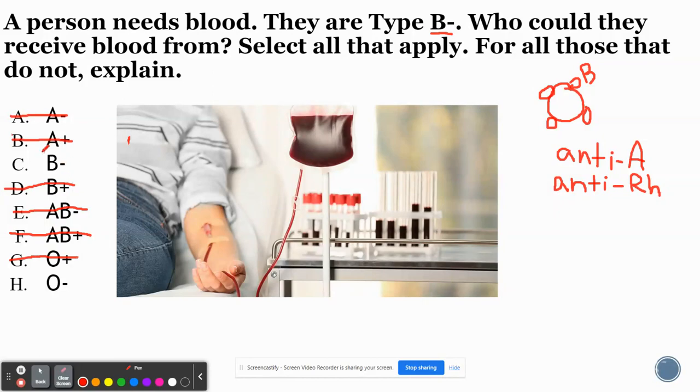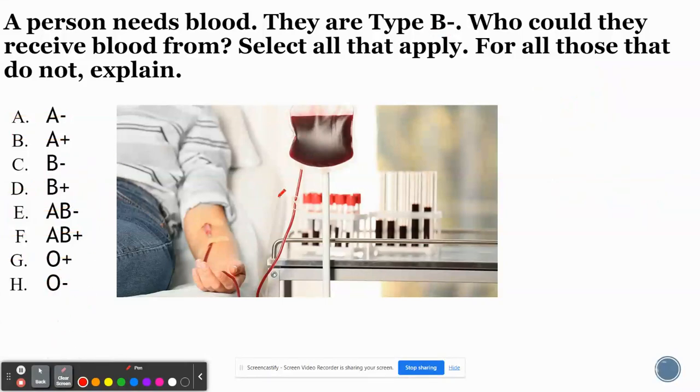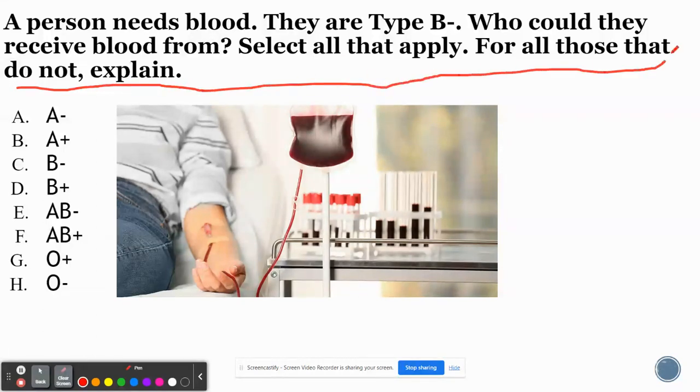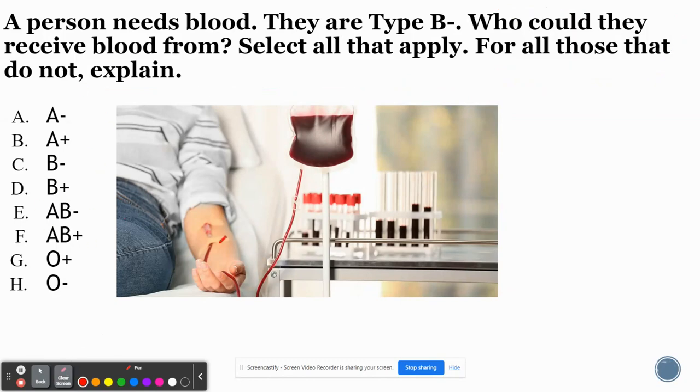So I can receive B for sure, and negative because I'm negative. I can receive O for sure, negative because I'm negative. So I can only receive from B minus and O negative. So whenever you get a problem like this, I highly recommend that you sketch out what the problem is asking, because reading this over and over again is kind of tough to do, right? So sketch out what the problem is asking, write out relevant information, and it just makes life a little bit easier when you're trying to answer questions like this.